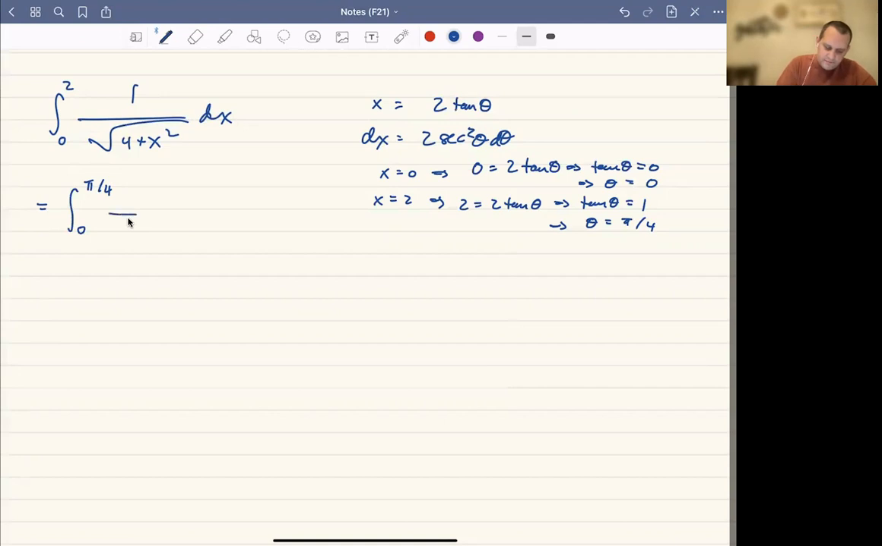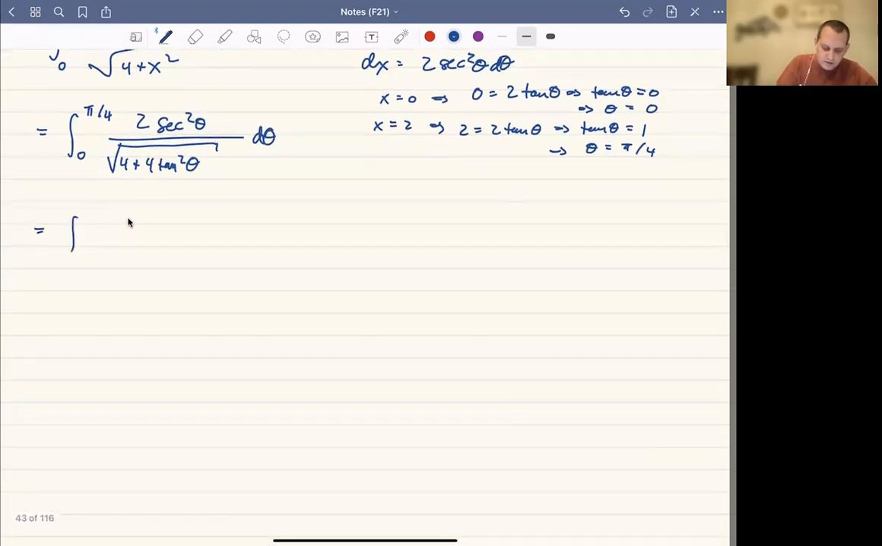We're going to have, in the denominator, the square root of 4 plus x squared. So it's 4 plus 4 tangent squared theta. Our dx is 2 secant squared theta d theta. And that's going to be the integral from 0 to pi over 4.